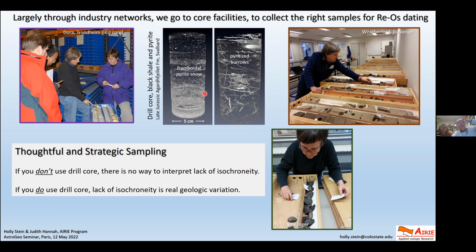But if we put that in a CT CAT scan and look at it, there's a lot going on in a piece of mundane looking black shale. Here we see framboidal pyrite snow. And a lot of those framboid pyrites are in the water column and they are drifting down and then become part of the sediment record.